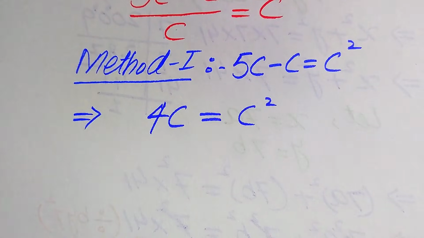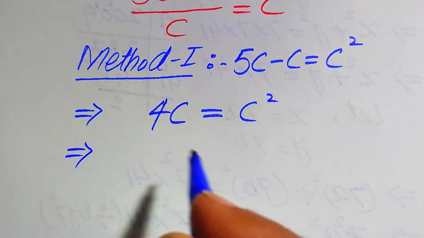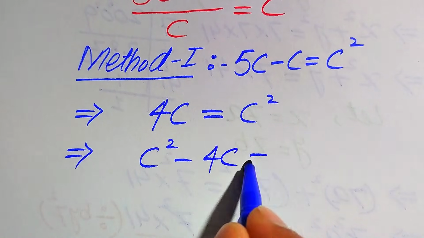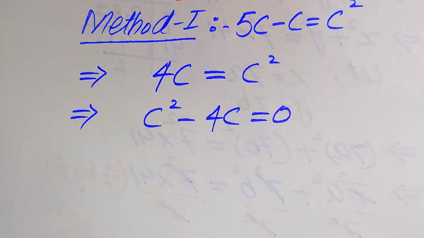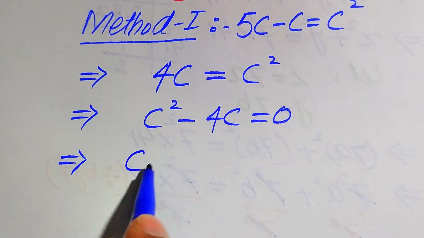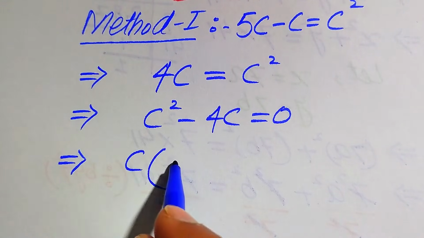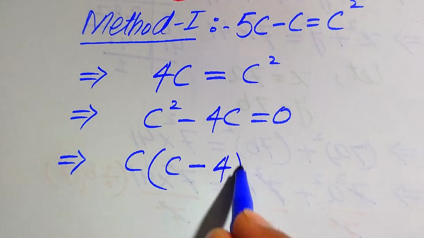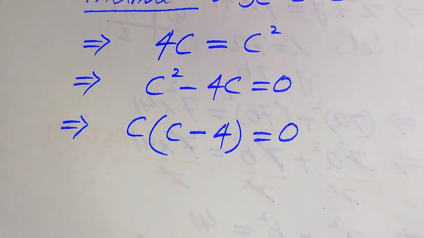In the next step, we move this 4c from the left hand side to the right hand side, and it becomes c square minus 4c, and this whole equation is equal to 0. Now in the next step we take common c from here. When we take common c from c square we get c only, and when we take common c from 4c we get 4 only, and this whole equation is equal to 0.